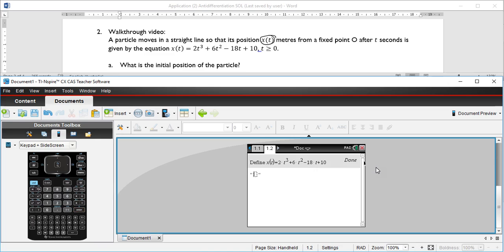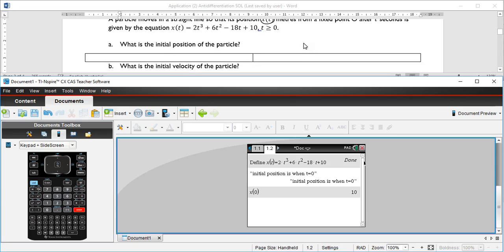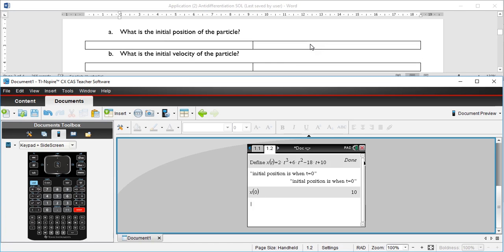The initial position of the particle is when t equals 0, and what you simply need to do is sub in x of 0, and that's 10. So 10 meters is going to be the initial position of the particle. The initial velocity of the particle is part B.